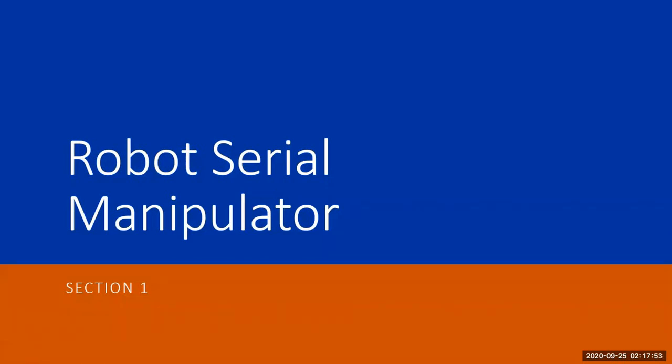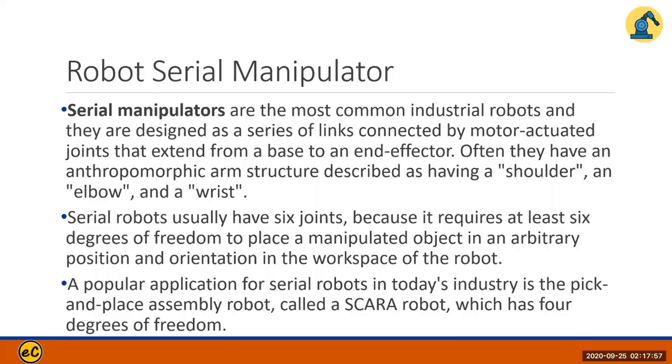Section 1. Robot serial manipulator. Serial manipulators are the most common industrial robots, and they are designed as a series of links connected by motor-actuated joints that extend from a base to an end effector. Often they have an anthropomorphic arm structure described as having a shoulder, elbow, and a wrist.